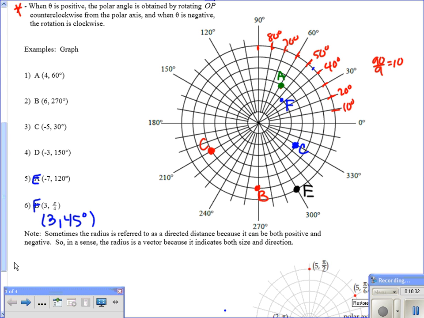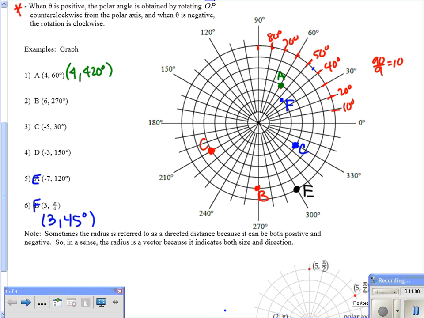So let's go ahead and do a coterminal angle with 60. If I go all the way around and back, I'm adding 360 to 60 degrees. So 360 plus 60 gives me 420. So (4, 420 degrees) is the same point as (4, 60 degrees). Now I could keep going around if I want, or I could also do the negative direction.